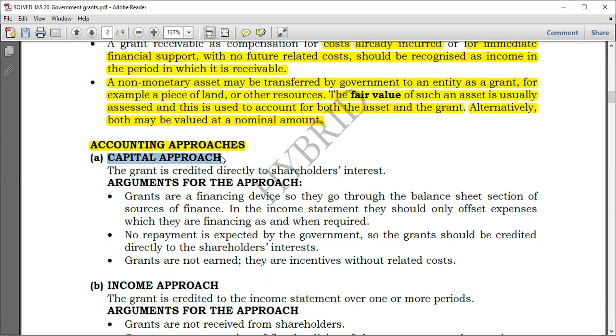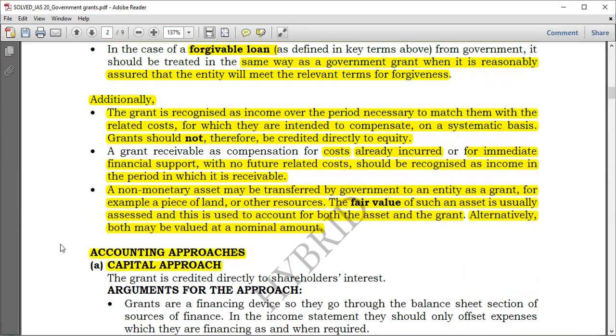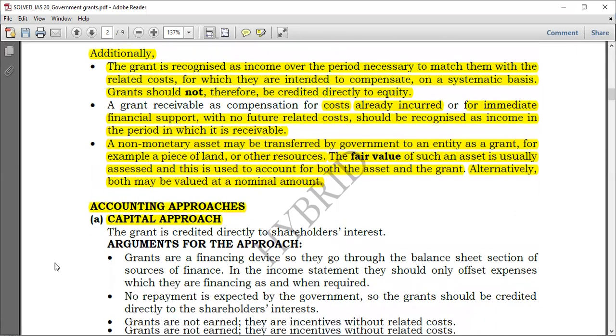For the capital approach, I've just written it here, but we do not use it. We use the income approach. As I told you, income has to be matched with the cost. We spoke about this here. We said that income has to be matched with the what? With the cost. And do not take that directly to equity as capital. If you take it to equity directly, it's like capital. So that's what we're trying to speak of here.